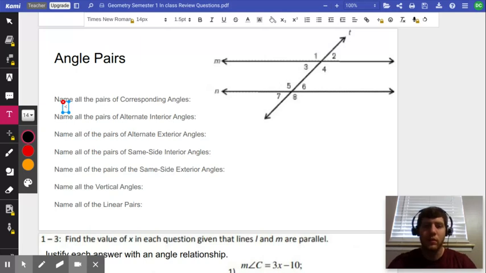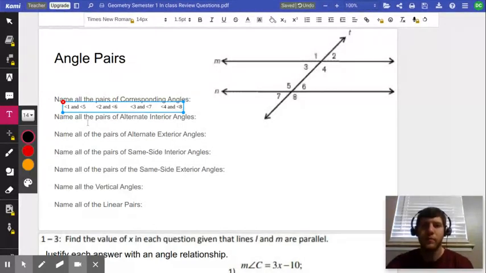So angle 1 and angle 5 are in corresponding locations. Angle 2 and angle 6 are in corresponding locations. Angle 3 and angle 7. And then angle 4 and angle 8. Okay, 1 and 5, 2 and 6, 3 and 7, 4 and 8. They're in corresponding locations. If you pick up the intersection and put it on top of the other one, those will match up.